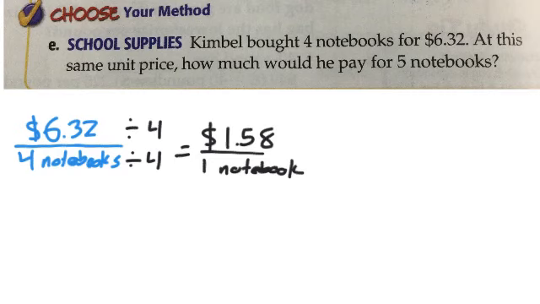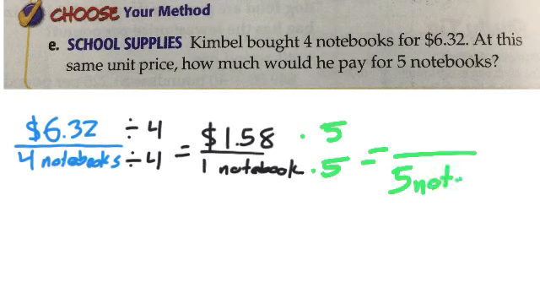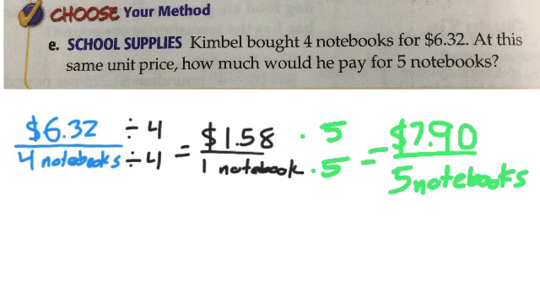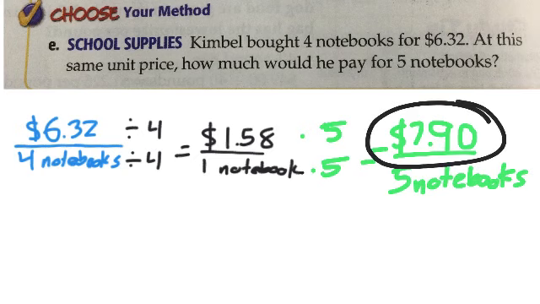So what he needs to do now, or what you need to do, is multiply by 5 in both the numerator and the denominator. Okay, 1 notebook times 5. Now I have 5 notebooks. And then in the numerator, $1.58 times 5 should give you 7.9. Well, since we're dealing with money, we want 2 decimal places. So we would add a 0 to the end of that. So it now shows to be $7.90. So the price that Kimball would pay for 5 notebooks is $7.90.